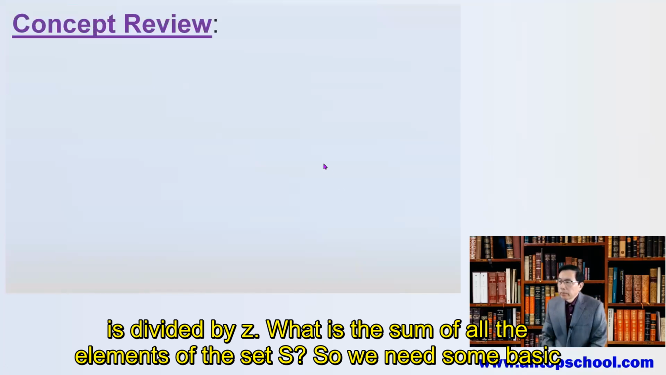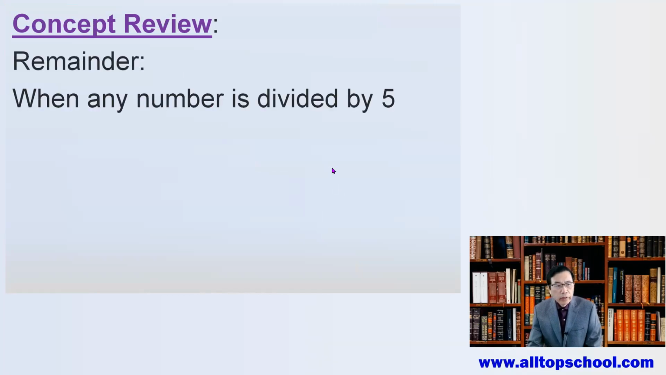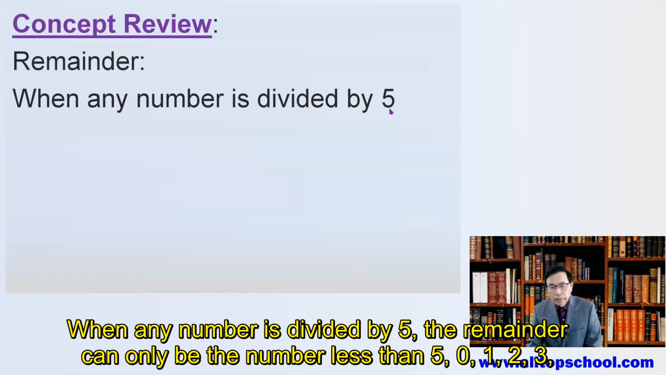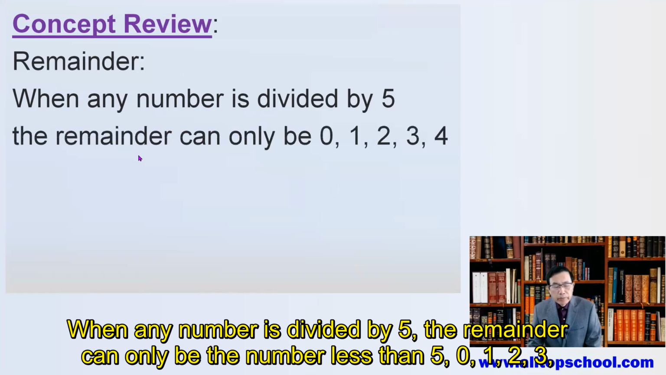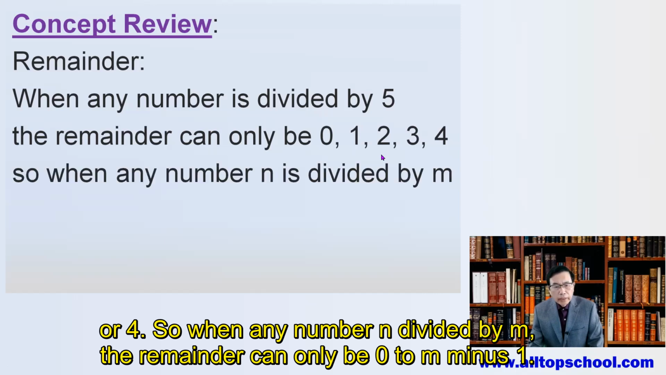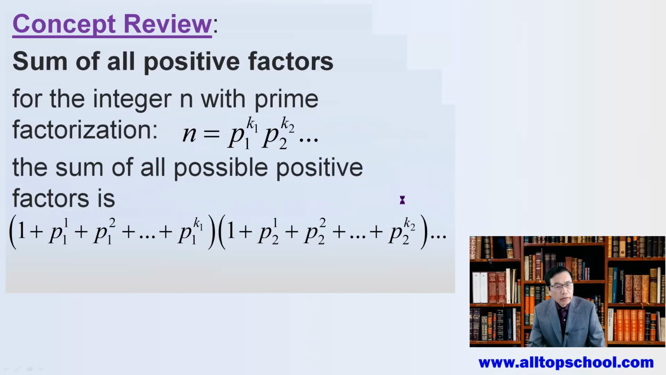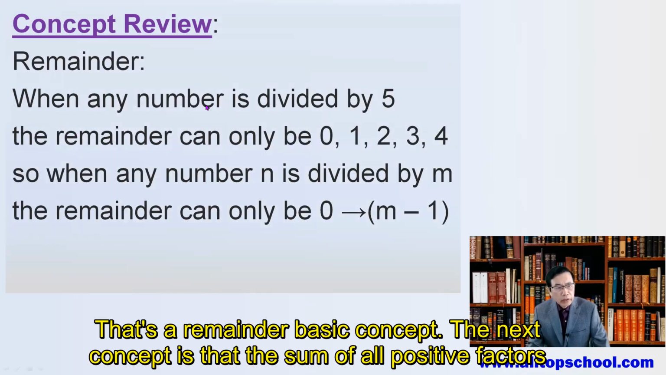So we need some basic concepts we're going to review for that. The first one I'm going to talk about is remainder. When any number is divided by 5, the remainder can only be a number less than 5: 0, 1, 2, 3, or 4. So when any number n is divided by m, the remainder can only be 0 to m minus 1. That's a remainder basic concept.